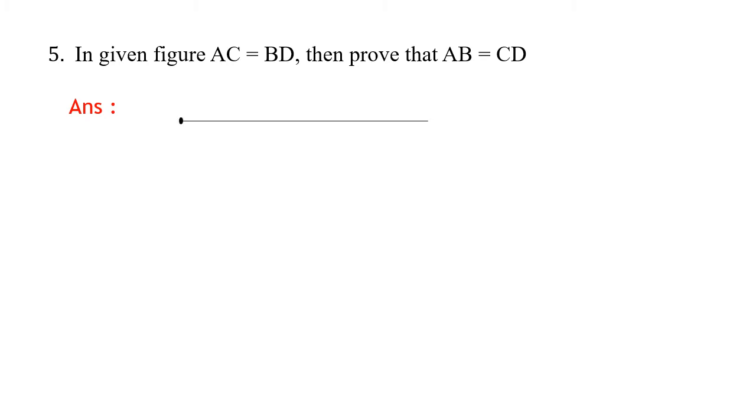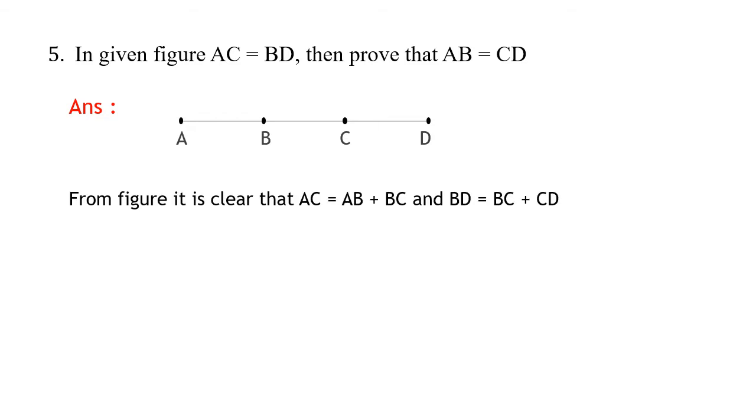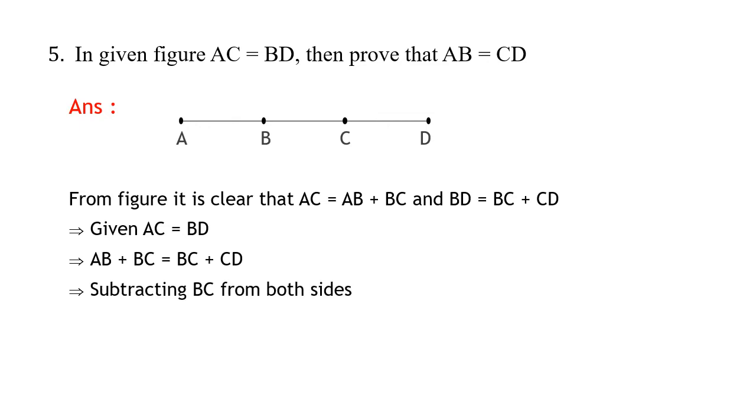Now look at the figure. We are given AC equal to BD and AB equal to CD. Okay? So we have to prove that AC equal to BD and AB equal to CD. It is clear that AC equal to AB plus BC, BD equal to BC plus CD, given AC equal to BD. So AB plus BC equal to BC plus CD. When you subtract BC from both sides, we get AB equal to CD.